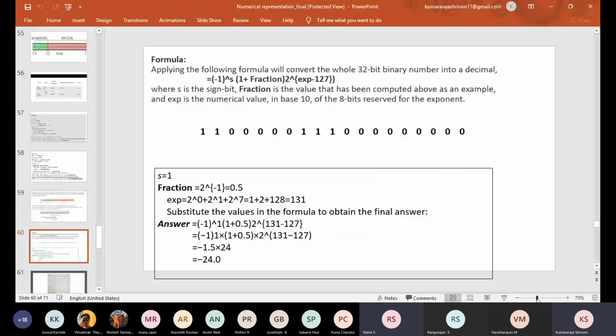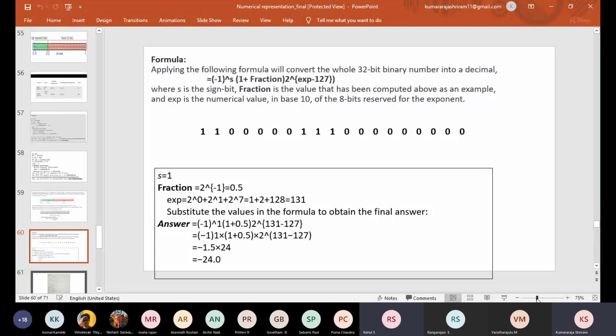Let us calculate the fraction part. The fraction part will start from here, with 1 000 000 000. So it has the fraction part as only 1. So 2 power minus 1 will be 0.5. So you can put the fractional part in the formula as 1 plus 0.5. Now let us calculate the exponent. So as I told you before, the fractional part is what?